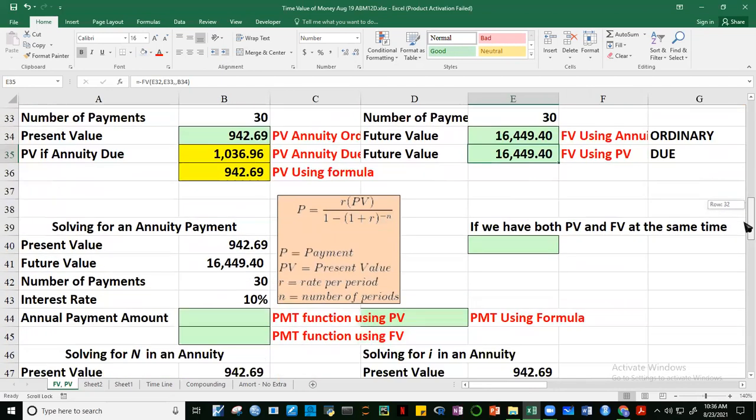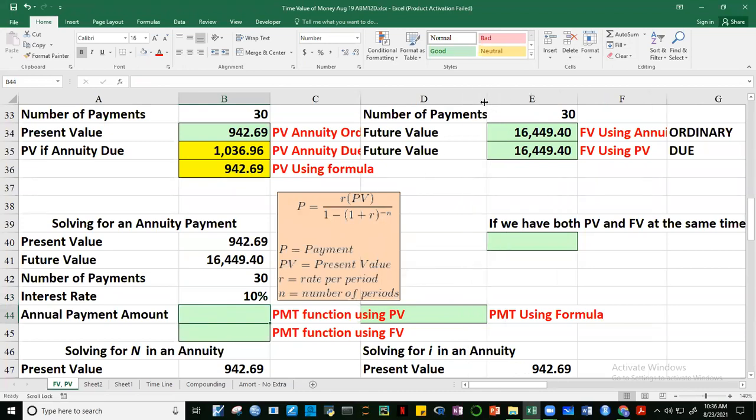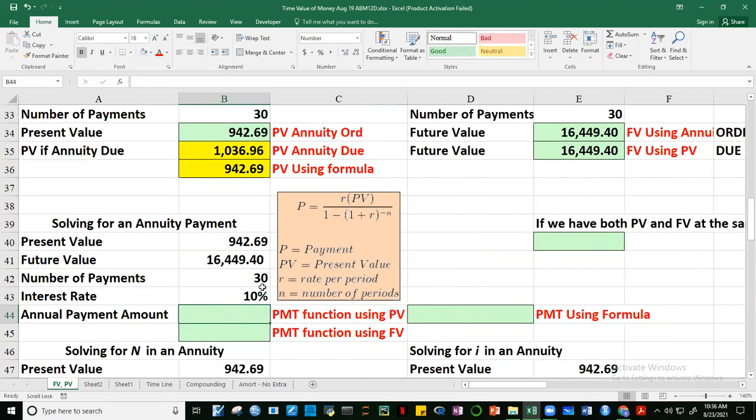Okay, ito naman, guys. Ang sinusolve naman natin dito, solving for an annuity payment. Okay, so we should get 100 here, guys. Kasi alam natin na whether we use 942.69 or 16449.4 at 30 years at 10%, yung annuity natin dito is 100, di ba? So we can use the formula.